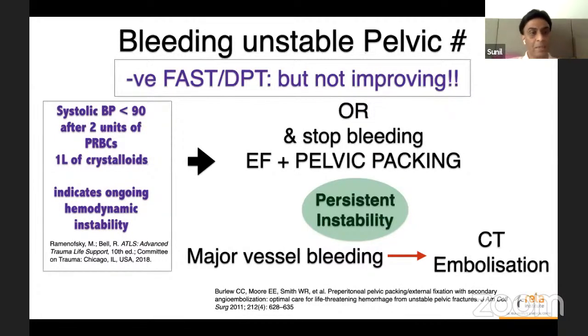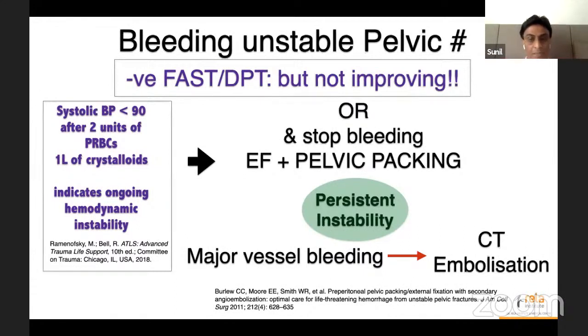Then we do a FAST and a diagnostic peritoneal tap. If it is negative and the patient is not improving, where the BP does not pick up beyond 90 systolic after 2 units of packed RBCs and 1 liter of crystalloids using a rapid transfusion technique within 10 minutes, it indicates ongoing hemodynamic instability. These patients are termed non-responders, and we take them to the OR and do supraacetabular pins and preperitoneal packing with 4 to 6 packs on either side of the bladder, filling it from posterior to anterior.